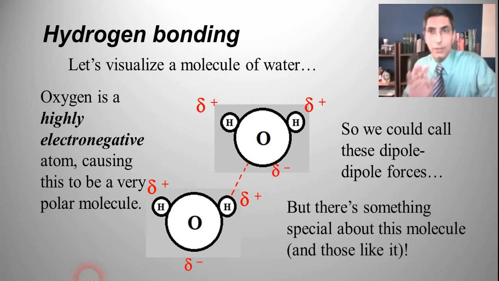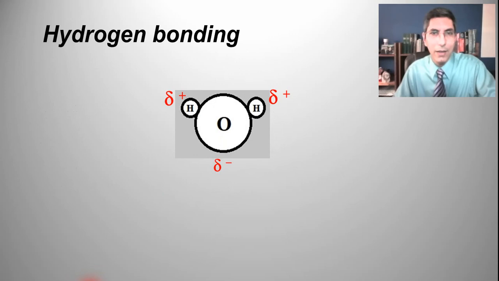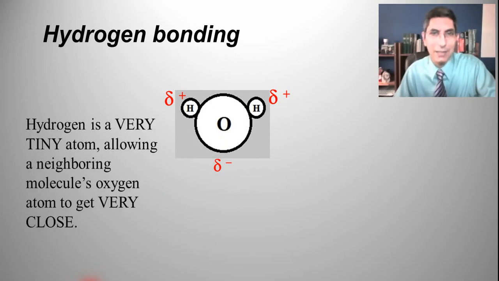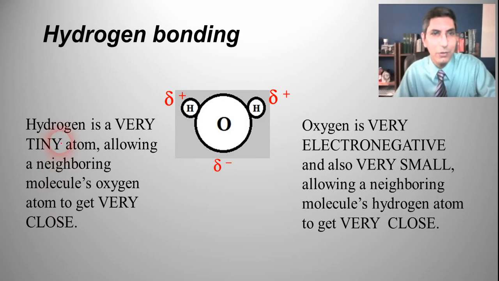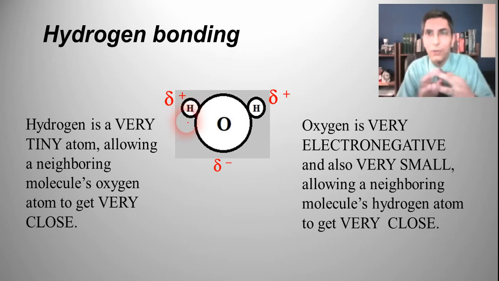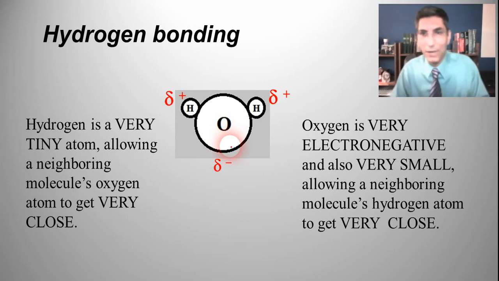However, in addition to calling it just dipole-dipole, there is something special about this molecule, about water, and other molecules that are like it. And that has to do with the size of these atoms. Now, hydrogen, as I think we know, is a very, very tiny atom. It's really the tiniest atom that can appear in chemical compounds. And as a result, it can allow a neighboring molecule's oxygen atom to move in very, very close to it. And guess what? Oxygen is not just electronegative, it's also a very small atom, which allows that neighboring hydrogen atom from that next molecule to get very close as well.